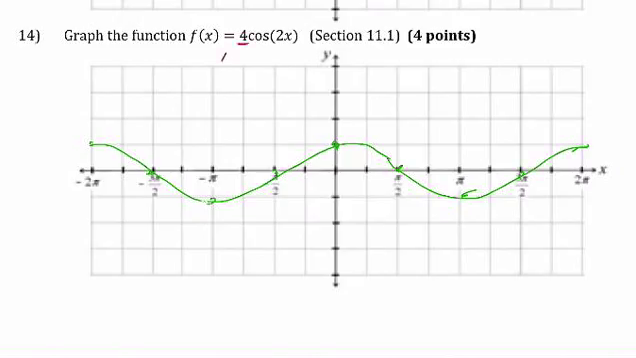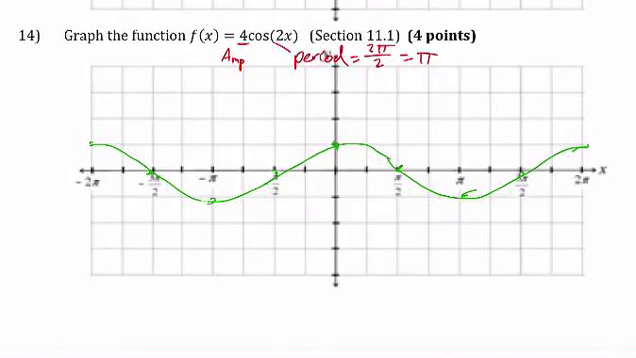This is an amplitude. This 2 here affects our period. And just like in the other ones we've done, the period ends up being 2 pi over what is being multiplied by x, so 2 pi over 2, which is pi. Again, horizontal compression to half of its width. So quadrupling its amplitude and cutting its width in half.